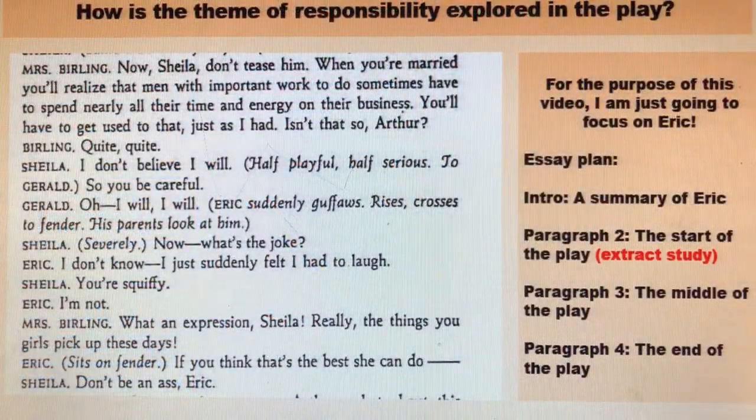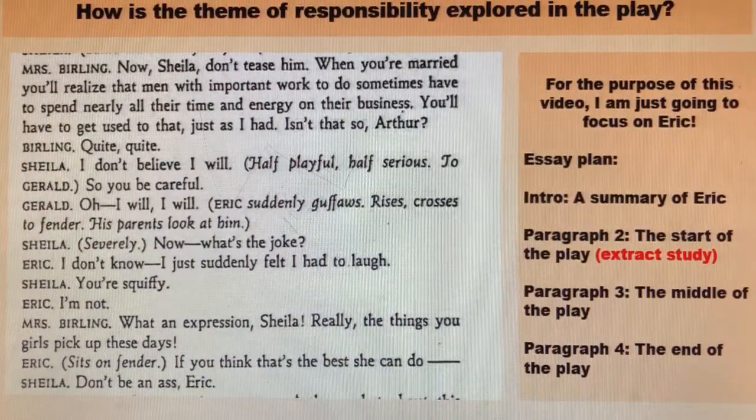Now let's look at how this might be written. Now this extract comes from the end of the play. So in this case, the extract comes from the beginning of the play. So my essay plan might look as follows. I might start with a summary of Eric. In my paragraph 2, I do my extract study, the example on the board there. Paragraph 3 will then cover the middle of the play, and paragraph 4 will cover Eric at the end of the play.